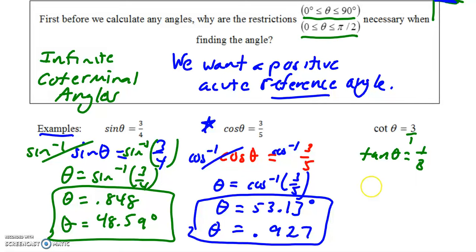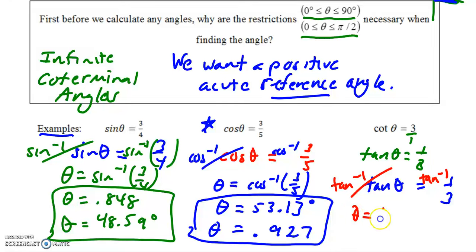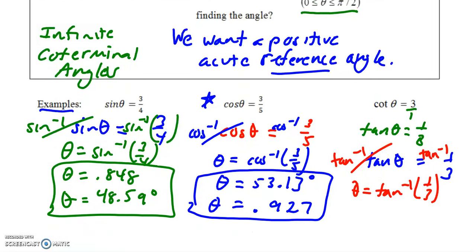I can take the inverse of both sides. So let me just leave myself a little room here. Let me apply the inverse on both sides. Theta would then be equal to the inverse tangent of 1/3. So ratio in, angle out.